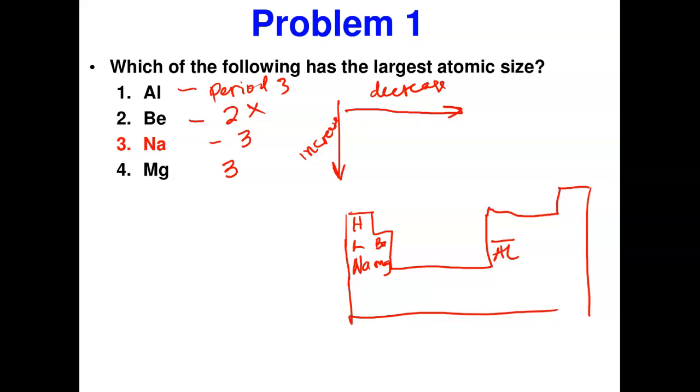Now, if you look at these two, which one is further to the right? The one further to the right will have a lesser size, and therefore this is actually further to the right than this, and therefore sodium is going to be the largest, and that is why we have sodium to be the answer. You're going to use your periodic table to figure this out when you see this kind of problem.